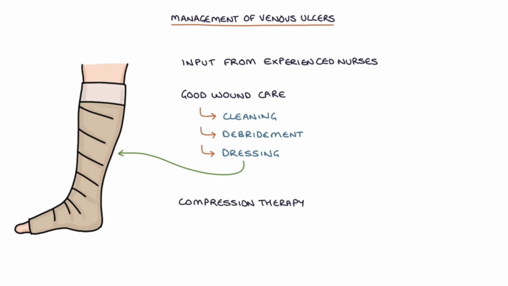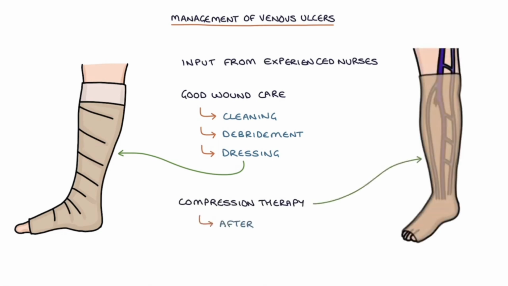Compression therapy is used to treat venous ulcers after arterial disease has been excluded with an ABPI, or an ankle brachial pressure index, because you don't want to compress the leg if there's arterial disease as well as the venous disease. Compression therapy helps blood drain away from the leg and stops it from pooling in the leg, making the situation worse.